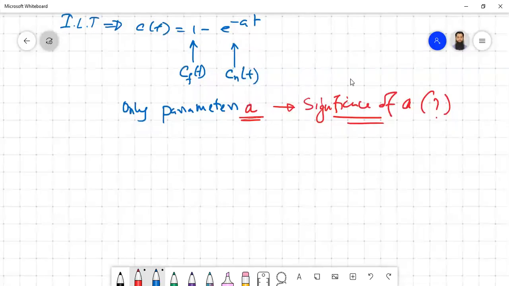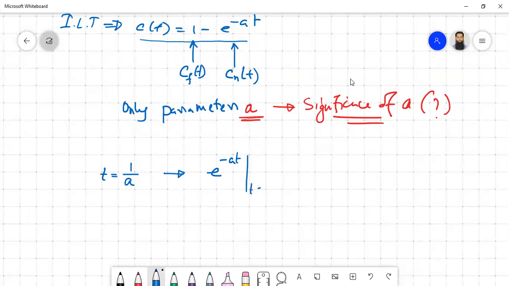For doing that, let us assume the value of time t equal to 1 by a. Then what happens to the system response from this formula? What we are trying to do is see what will happen to the exponential or natural response first, then the overall system response. The exponential one will be e to the power minus at, where t is 1 by a.